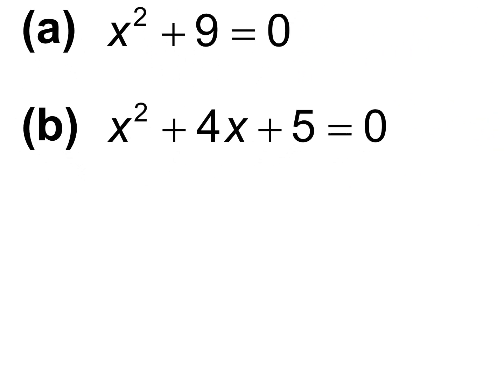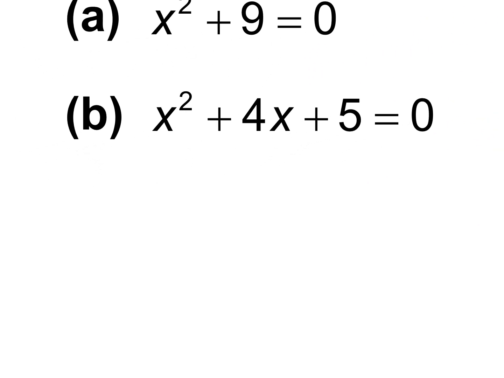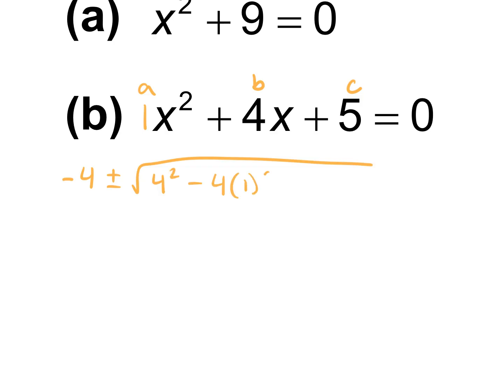All right, let's do B. Let's practice our quadratic formula again. What's our a? 1. What's b? 4, and c? 5. Awesome. So negative b would be negative 4 plus or minus the square root of b squared, so we have 4 squared, minus 4 times a times c, so times 1 times 5, over 2 times a, so 2 times 1.